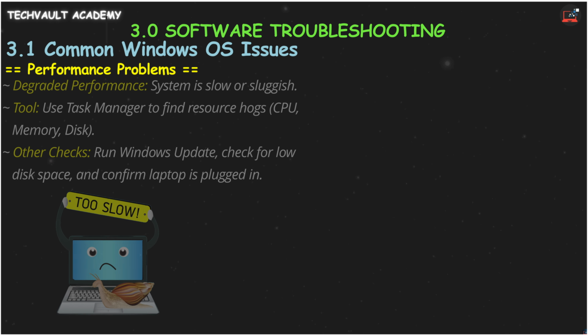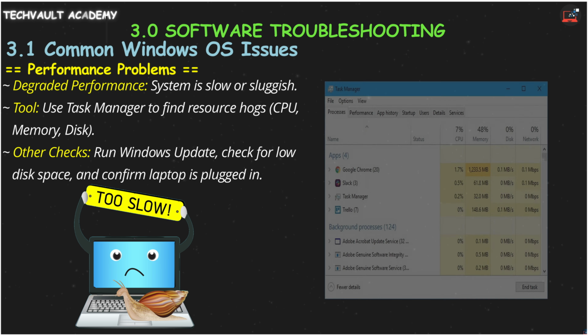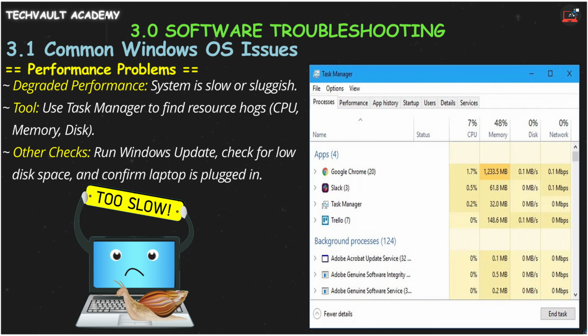Next is Degraded Performance. If a system is running slow, your first stop is the Task Manager. Check the Performance tab for spikes and sort the Processes tab to find any applications that are hogging the CPU, memory, or disk. Also, make sure Windows is updated, the disk isn't full, and if it's a laptop, check if it's plugged in. Performance is often throttled on battery power.